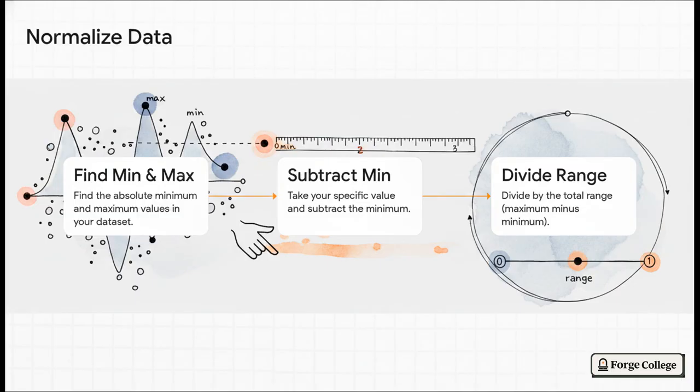Step 1, just find the absolute minimum and maximum values in your dataset. Step 2, take your specific value and subtract that minimum. Step 3, divide that by the total range, which is just the maximum minus the minimum. And boom, you've just converted a chaotic raw number into a clean, normalized score between 0 and 1. It is simple, elegant, and incredibly effective, even if you are entirely new to this kind of coding.